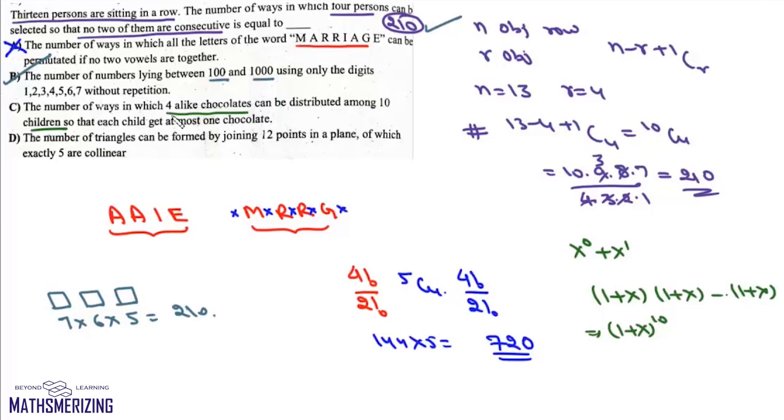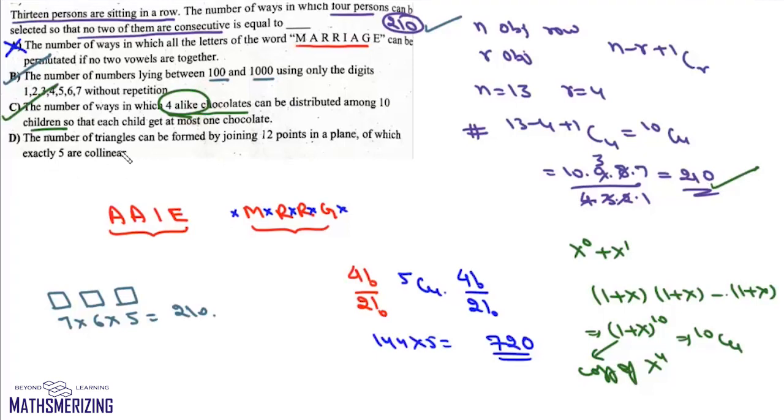Now we have to distribute 4 chocolates. So that means from this we have to find coefficient of x to the power 4. Now we know that coefficient of x to the power r in (1 plus x) to the power n is simply nCr. So this coefficient is given by 10C4, which is 210. So that means this option C is also correct.